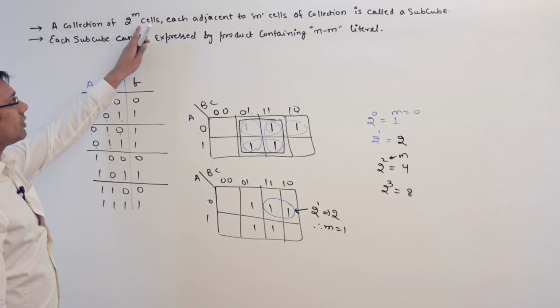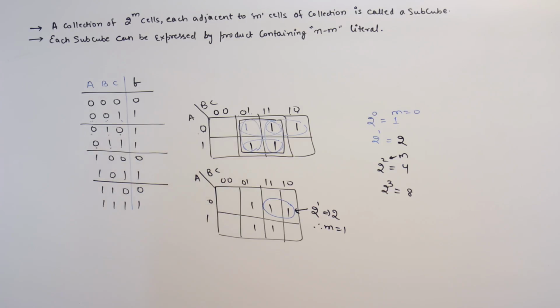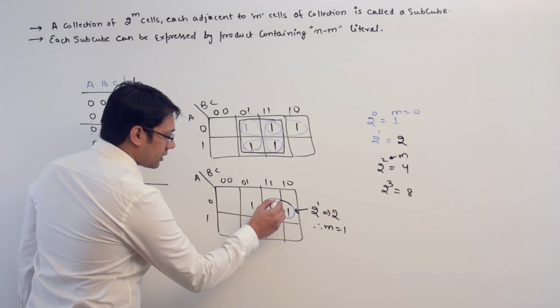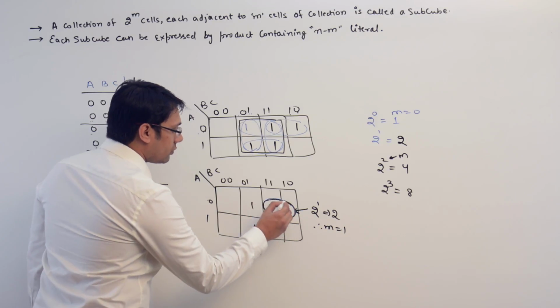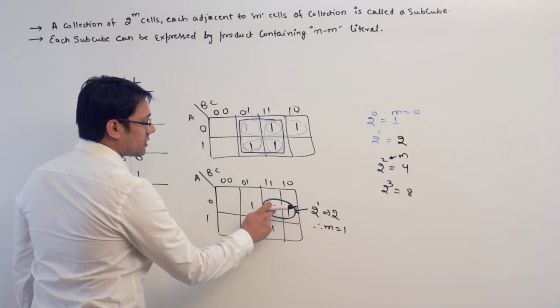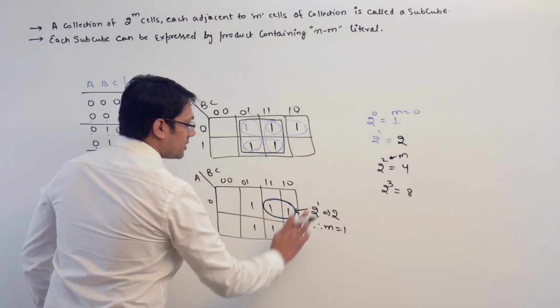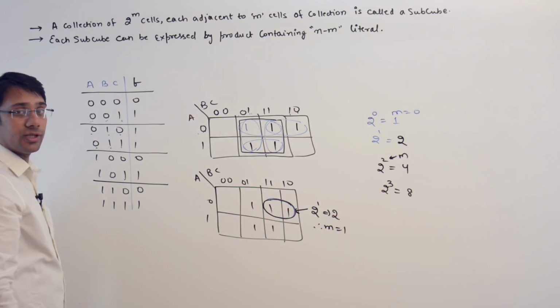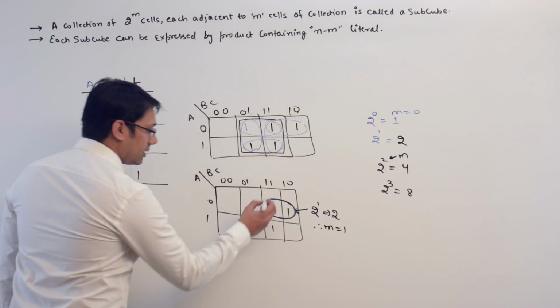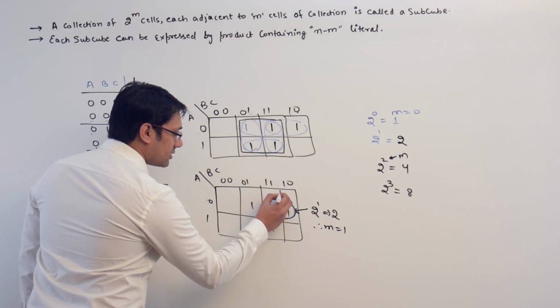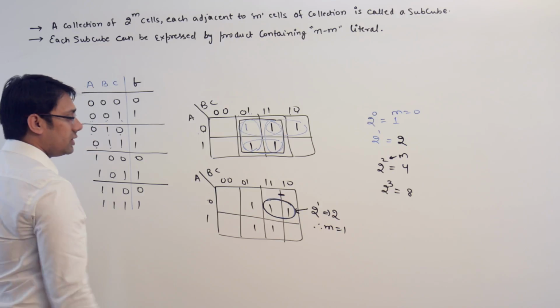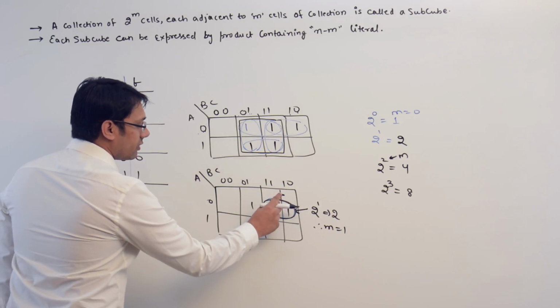The collection of 2 raised to power m cells, each adjacent to m cells of the collection, is called a subcube. So here, if you take this particular subcube, the size of this subcube is 2, and because the size is 2, therefore the value of m is 1. What do I mean when I say the value of m is 1? That means these two cells are adjacent to one cell.